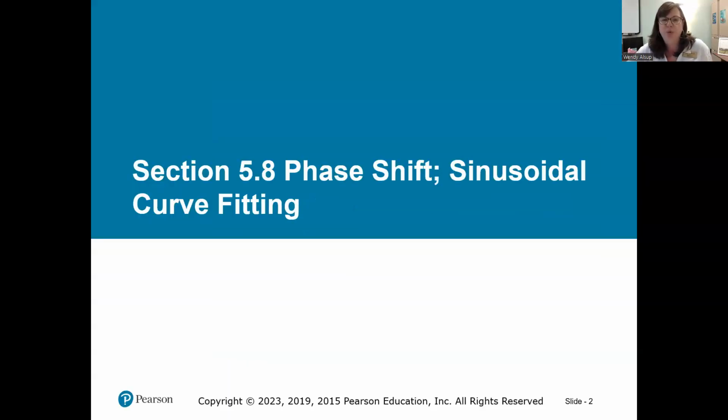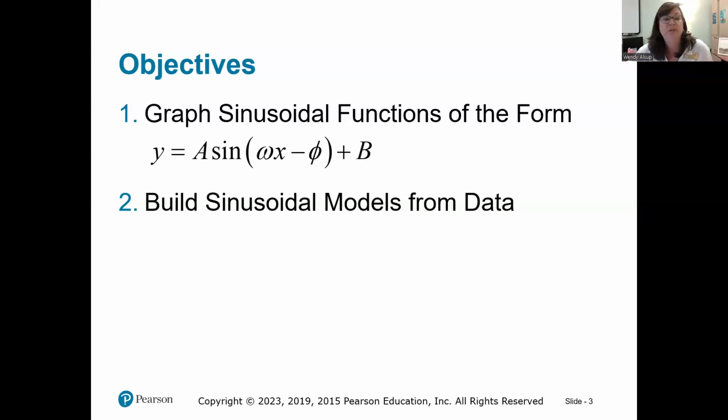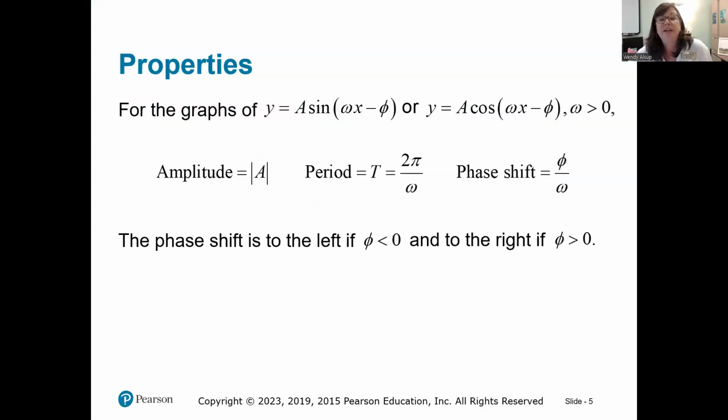Phase shift, sinusoidal curve fitting. We're interested in this form, y equals A sine or cosine of omega x minus phi, plus B, where A is the amplitude, and this little w symbol is the omega. The B on the outside is your up and down on the y-axis, and it goes with the sign. So if it's plus B, you're moving up B units. If it's minus B, you're moving down B units. The omega and the phi have to do with the period and the phase shift.